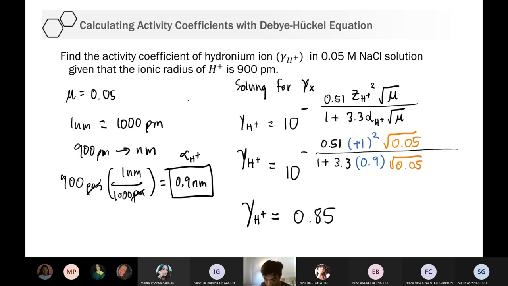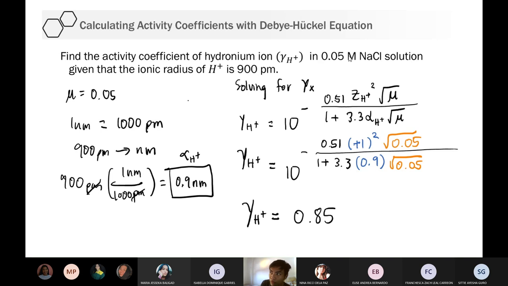For H+, when we have an ionic strength equal to 0.05. So, ito yung sinasabi na nagde-deviate siya sa unity. Kapag may ionic strength ka, your gamma deviates from unity. It becomes less than 1. So, ibig sabihin nun, meron tayong diverse ion effect.